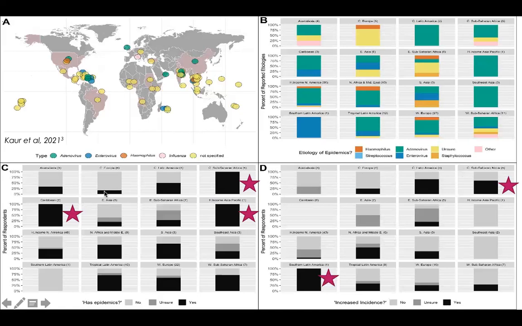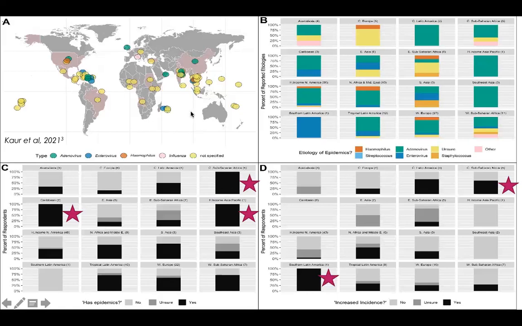If we jump back to figure C, we see the global burden of disease regions who reported pink eye outbreaks as an epidemic in their area. And it looks like 100% of the respondents of the survey classified pink eye as an epidemic in the Caribbean, in the Asia Pacific area, and in the Sub-Saharan African area.